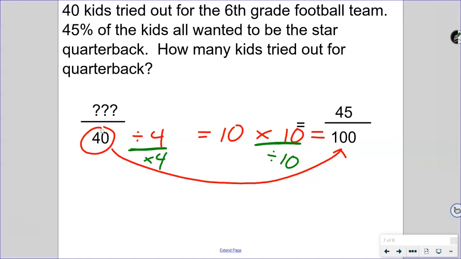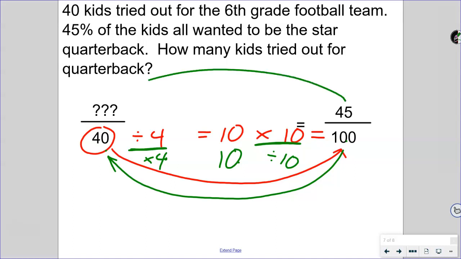And we can check that. If we do 100 divided by 10, it would give us 10. And then if we take that 10 and multiply by 4, it would give us 40. So we go the opposite direction. We literally do the opposite of what we were doing when we went from left to right. So now we know if we are going from 45 to an unknown number, I need to divide by 10 first. And then after that, I need to multiply times 4.